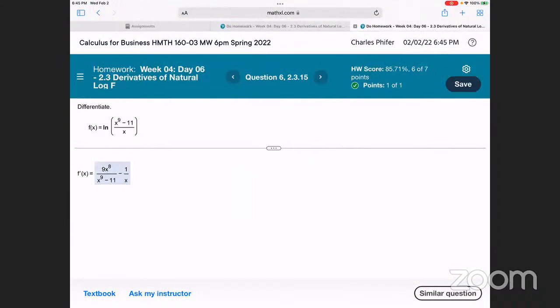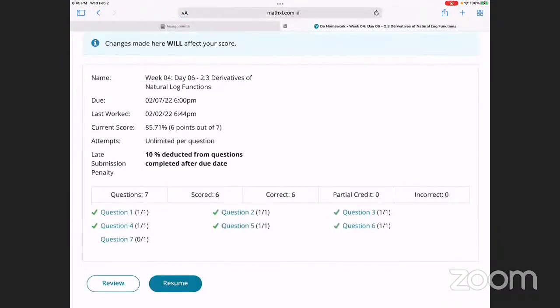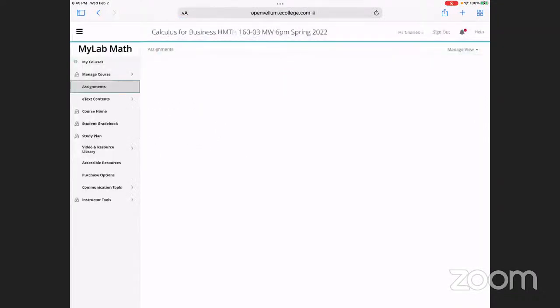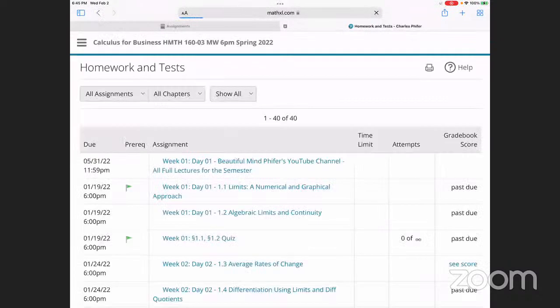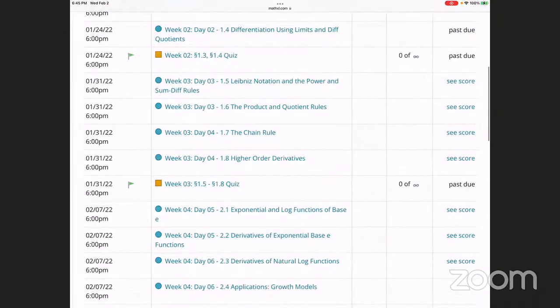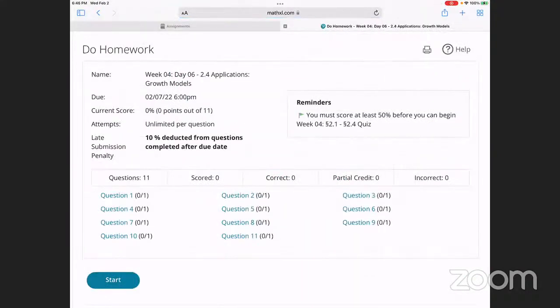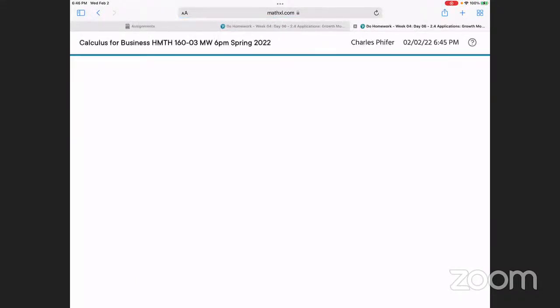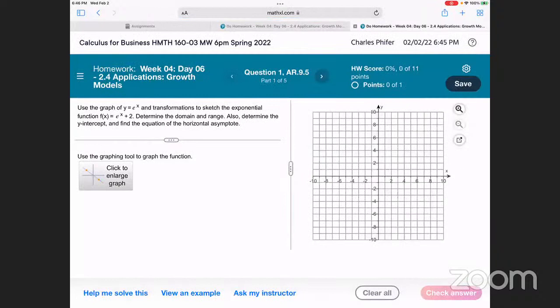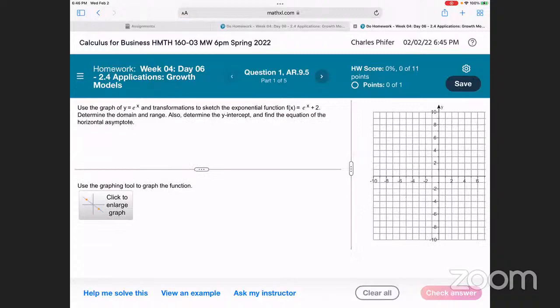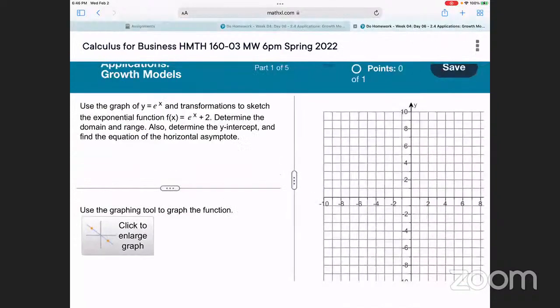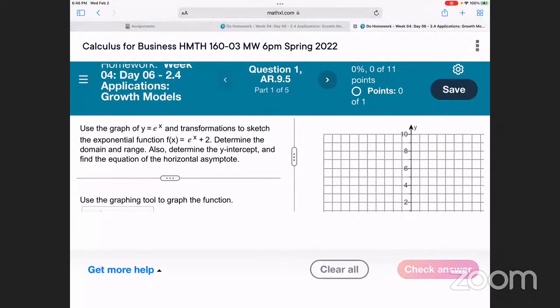So I'm going to close this out. Do I need to go back? I guess I need to go back to assignments. So this is week 4, right here, 2.4 applications of the growth models. Okay, and we'll get through as many questions as we can. We have a good amount of time. Let's go like this for right now. Can we zoom in some? Okay, that's fine for now.